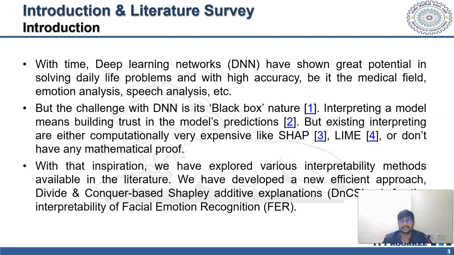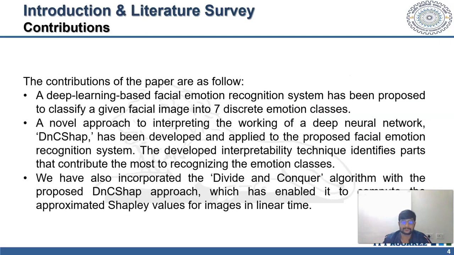This contains a few algorithms like SHAP, LIME, and GradCam. Many of these are computationally very expensive, while others don't have any mathematical proof, while some, like GradCam, are good and even faster. The problem with them is they are prone to shift in the image. A little shift in GradCam can lead to a huge change in the feature map. Again, this caused them stress. So this motivated us to explore the field of interpretable AI, and we developed a new method, divide and conquer based Shapley additive explanation (DNC SHAP), and applied it on the FER system that we have proposed.